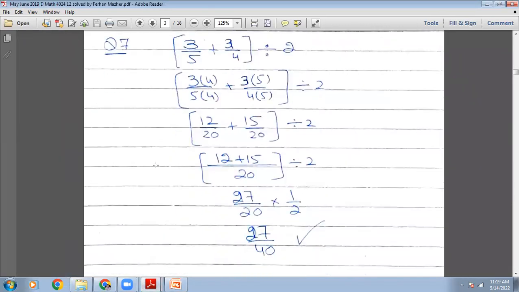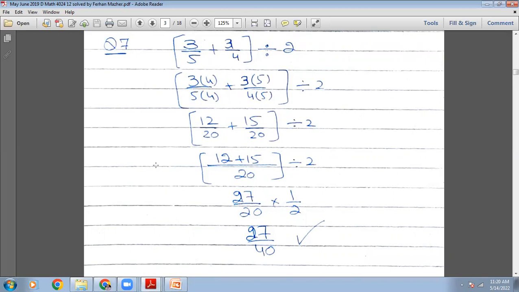Okay, so we will have to add these two fractions, 3 by 5 plus 3 by 4. So first of all, I will make their denominators the same. In the first fraction, we will multiply both the numerator and denominator with 4. In the second fraction, I will multiply both the numerator and denominator with 5. So you will have 12 by 20 plus 15 by 20 and divided by 2. So you will have 12 plus 15, that's 27 by 20.